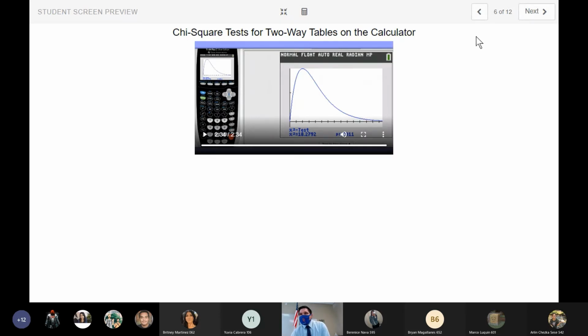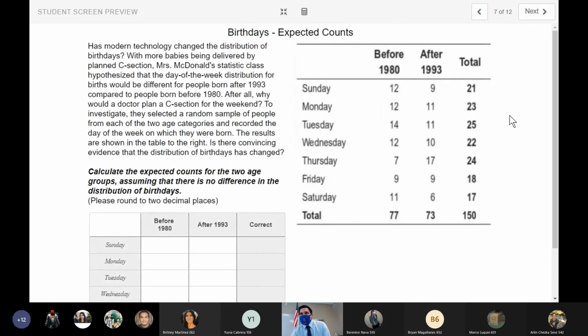So that brings us to the first question. All right, there's a big old context there. Has modern technology changed the distribution of birthdays with more babies being delivered by planned C-section? Miss McDonald's statistics class hypothesized that the day of the week distribution for births would be different for people born after 1983 compared to people born before 1980. After all, why would a doctor plan a C-section for the weekend?